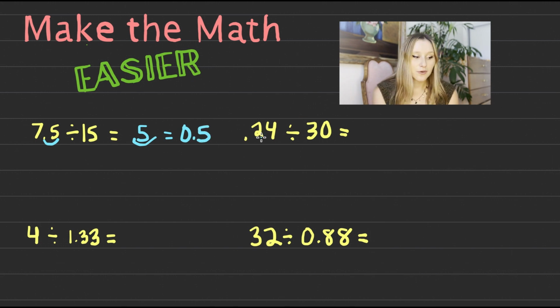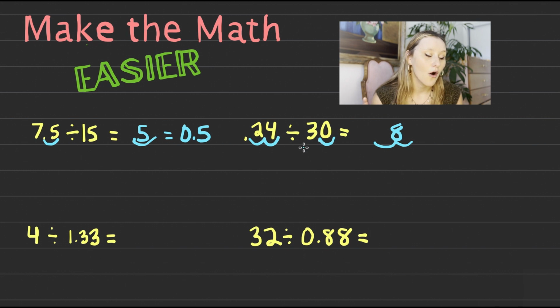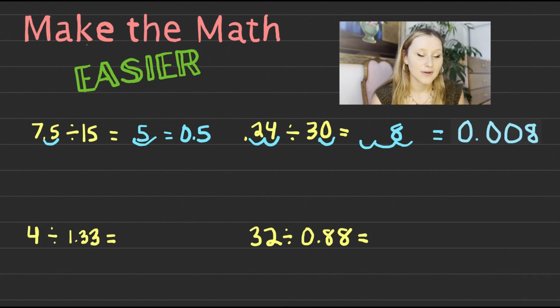Okay, 0.24 divided by 30. I'm recognizing that 24 divided by 3 is 8. So I'm going to play with the decimals. We move over the decimal of the 24, right, 2 times. We move over the decimal of the 30 to the left once, and that translates into moving the decimal of the quotient to the left 3 times.